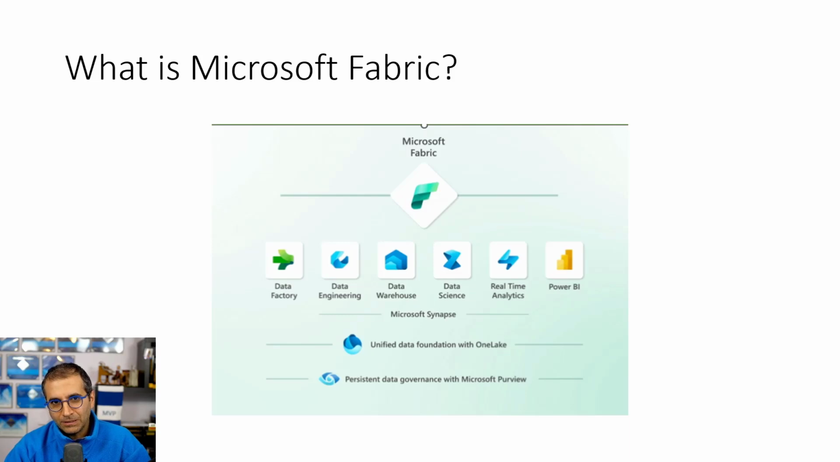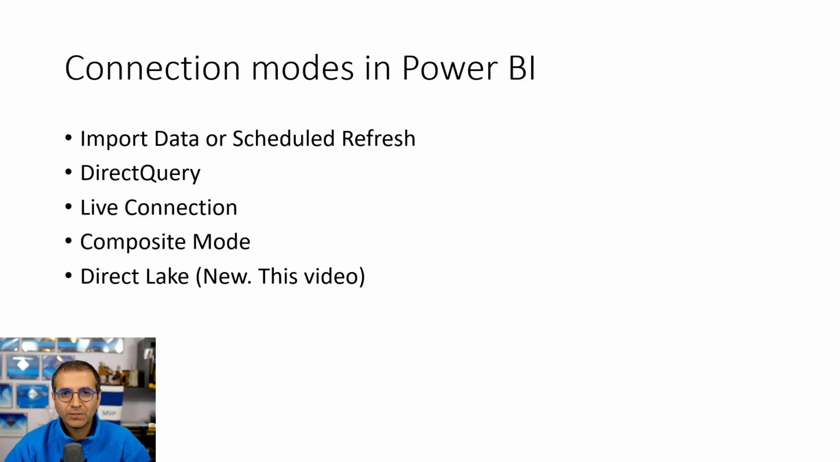Now, another thing to talk about before talking about Direct Lake mode is what types of connections we already have in Power BI. In Power BI, we have a few types of connections available. We have import data, which is also called scheduled refresh. We have direct query. We have live connection. Sometimes direct query and live connection are mistakenly confused together. Then we have composite mode, in which we combine some of these connections together. And lastly, we have Direct Lake, which is the topic of this video.